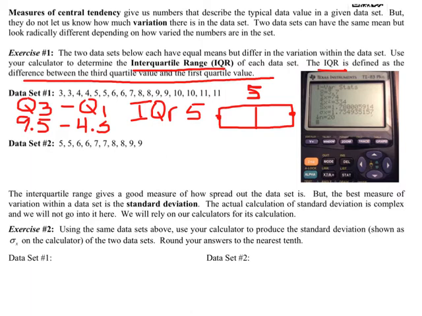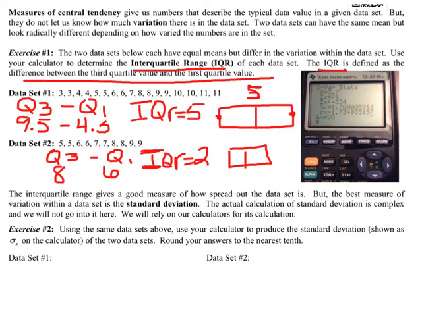My Q1 and my Q3 are a little bit farther away from my median than in data set 2. In data set number 2, my Q3 is 8 minus my Q1, which is 6. So that means my interquartile range is 2. If I were to draw a quick picture, that just means that my median is the same, but my Q1 and my Q3 are just closer to my median.